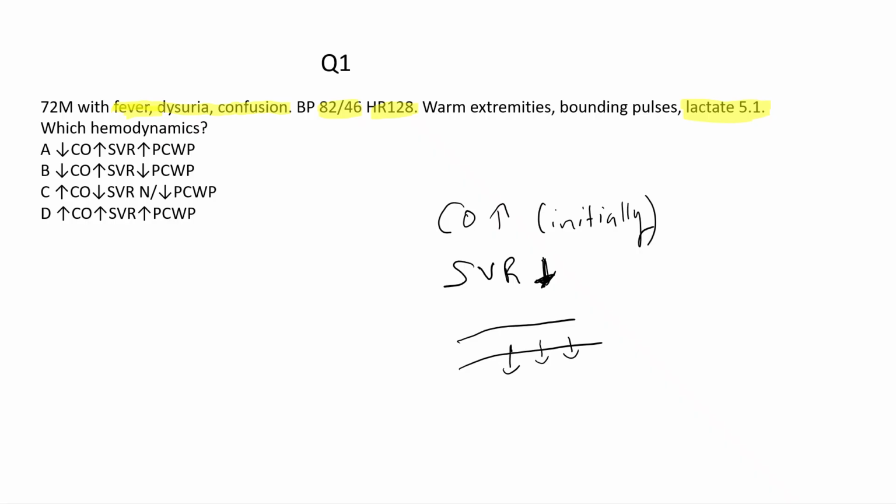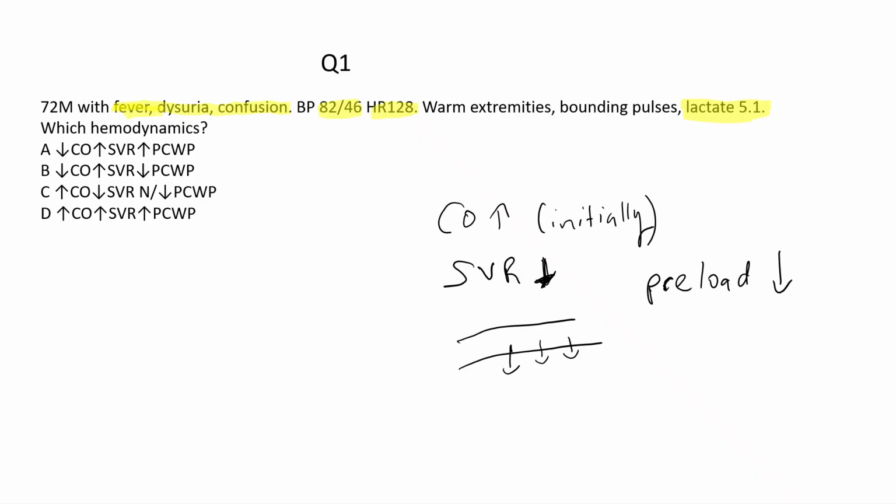And because of this, initially your heart rate increases and your cardiac output increases because your body is trying to compensate for that. So if you know that you have leaky vessels, right, your preload is going to be low because you're going to have decreased venous return to the heart because all the volume is leaving your vessels, right?